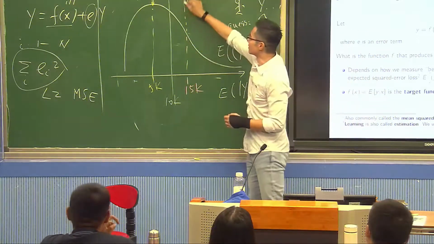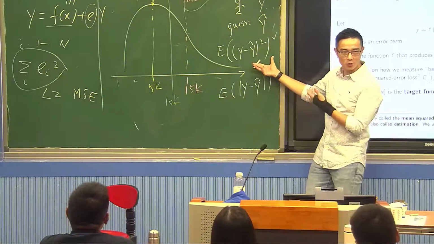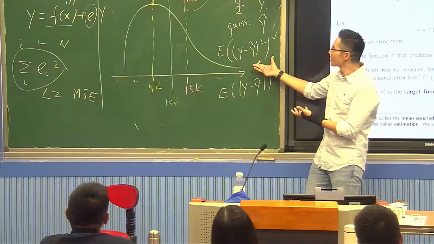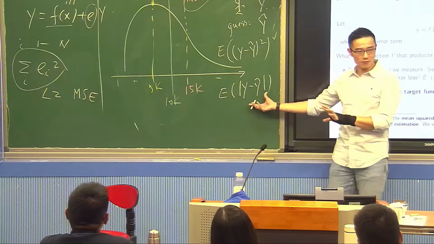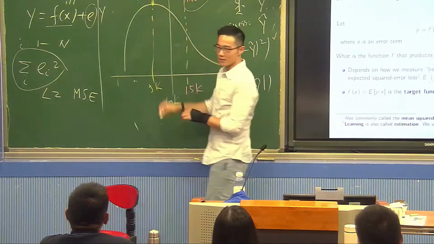You should guess the mean. Great, okay? Because the mean minimizes the squared loss. It's called a squared loss. If you want to minimize the absolute value of Y minus Y hat, what do you do? You should use the median, right? Because the median minimizes this.